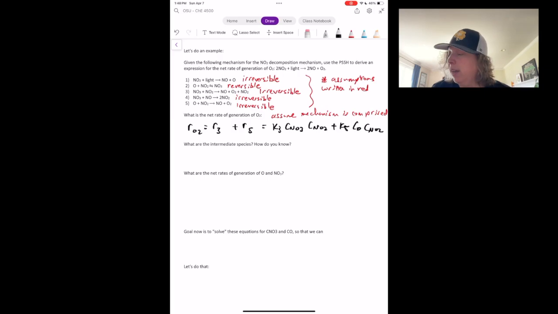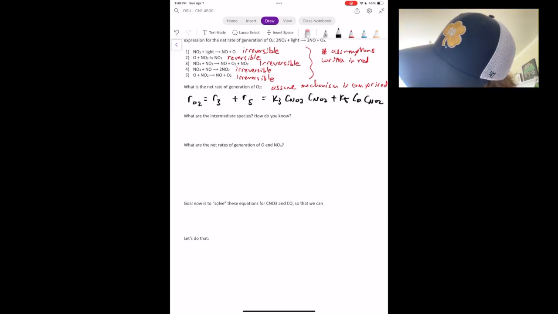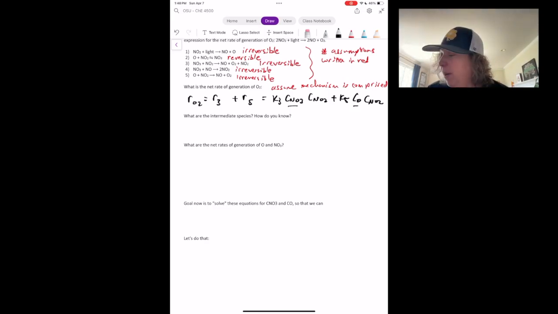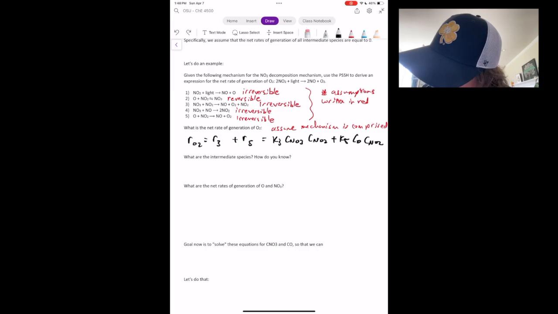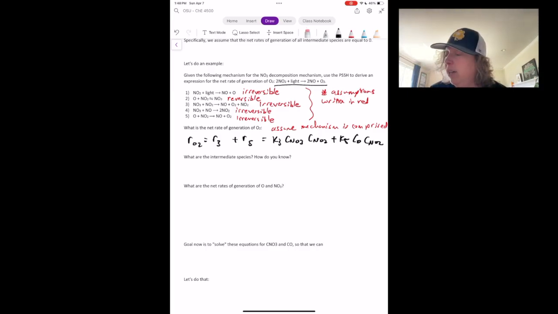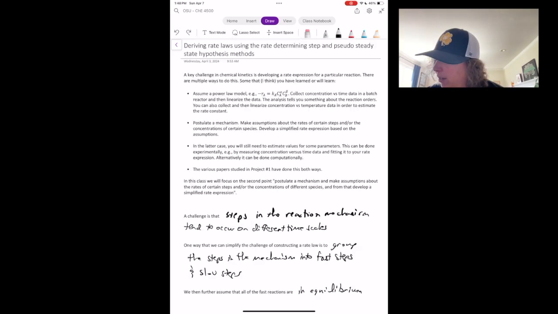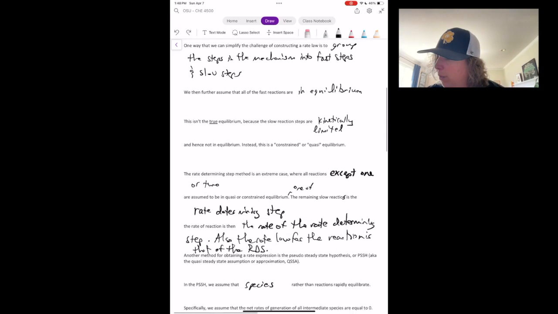All right, so now what I must do is get rid of these terms. Those are my intermediate species, NO3 and my atomic oxygen. I know that because they are not involved in the overall reaction. My overall reaction involves nitrogen dioxide, nitric oxide, and molecular oxygen. It does not involve NO3. It does not involve O, because those are intermediate species.